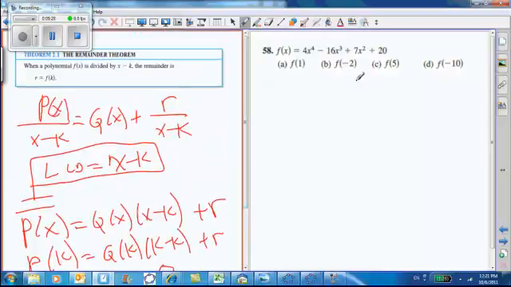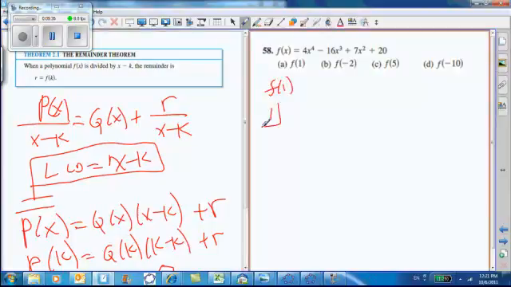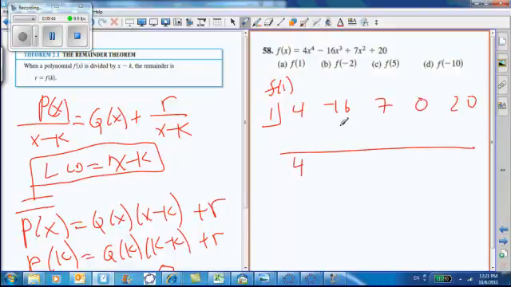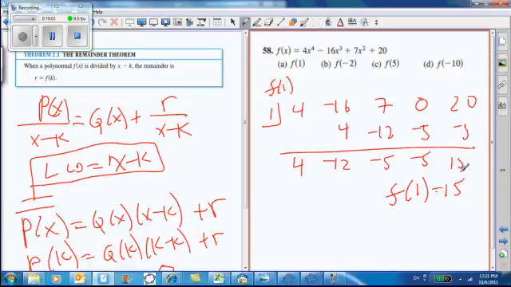So we can come over here now and quickly do these problems with synthetic division. F of 1, we can put 1 in the box and put down just the coefficients 4, negative 16, 7, put a 0 for the x term, 20, zip. Bring down the 4, multiply by 1, 4, add negative 12, multiply by 1, negative 12, negative 5, multiply by 1, negative 5, add negative 5, multiply by 1, you get negative 5, and add, you get 15. So this means f of 1 equals 15.